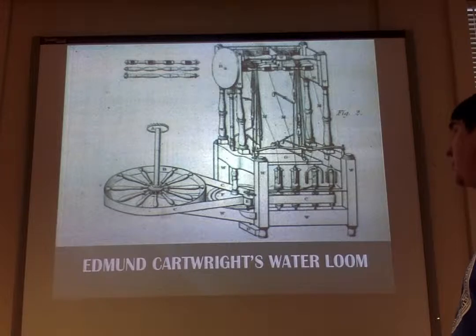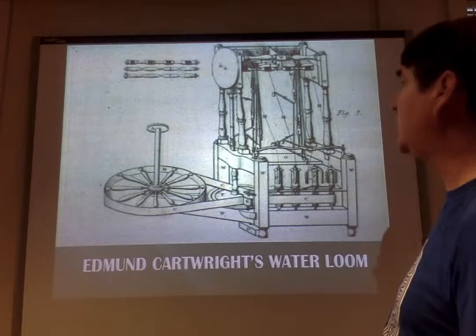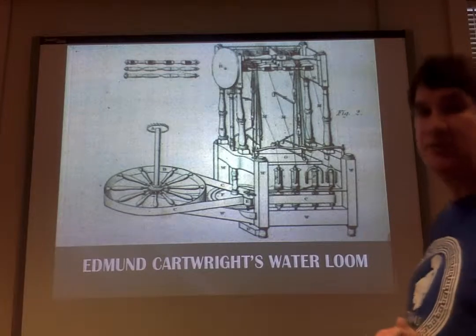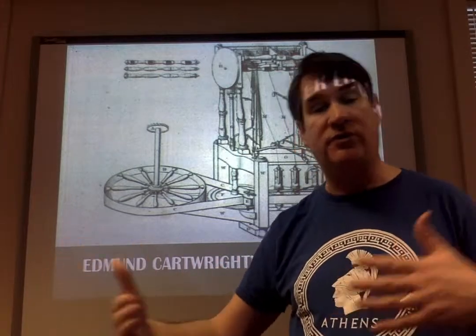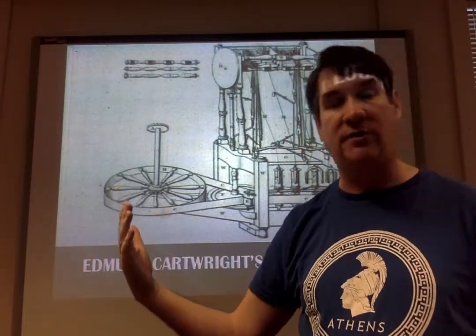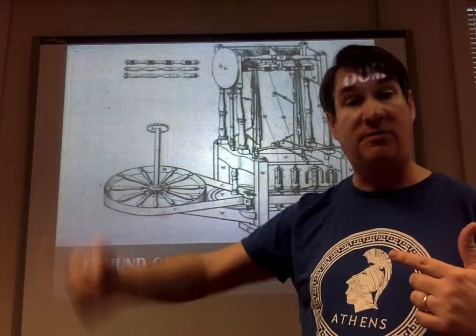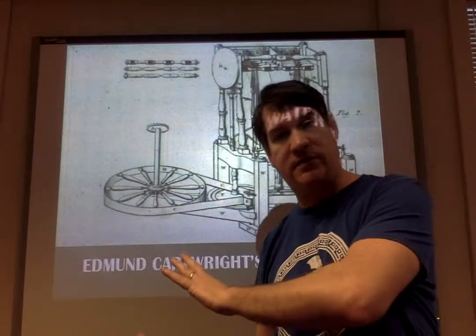Then we have Edmund Cartwright's water loom, and of course this was connected to a water source. And many factories during this period of time had to be built close to rivers or streams, like fast-moving streams, so that the wheel outside could spin in the water and thus spin the wheels inside the factory.